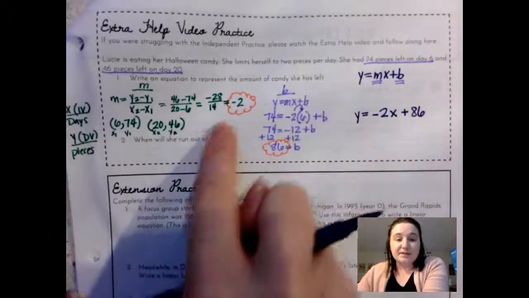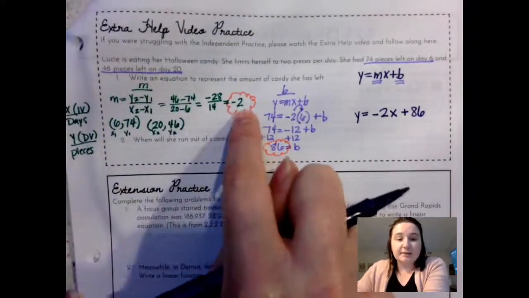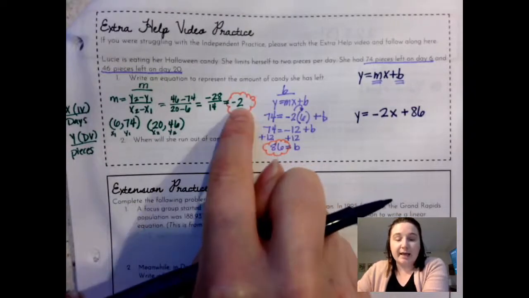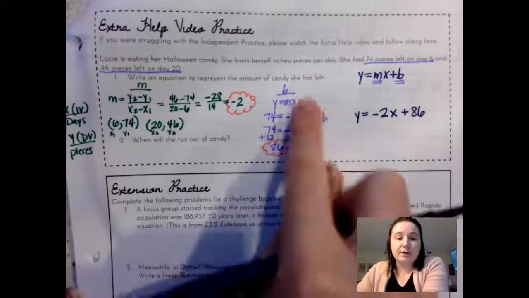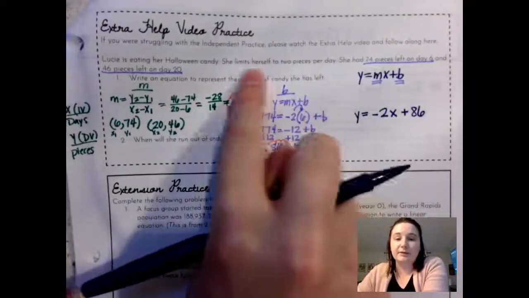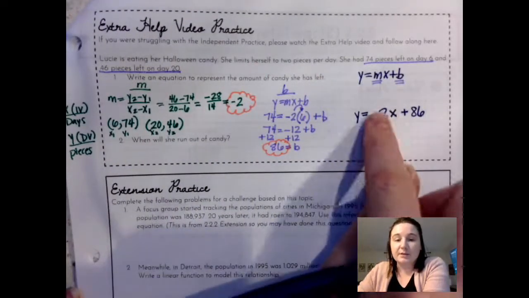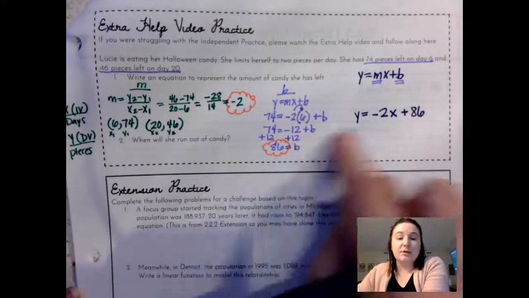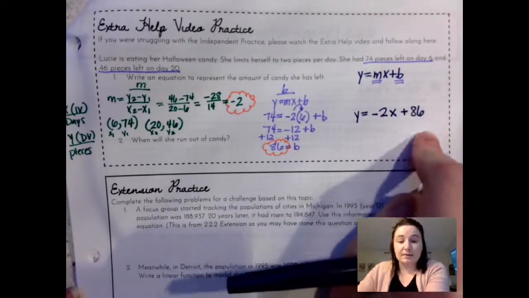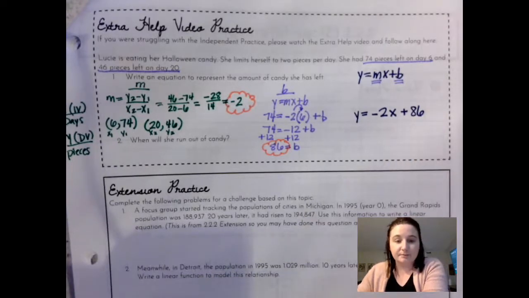We honestly could have skipped this part and just gotten to the 2 pieces per day and had that already. I just wanted to use this method to show you in case you can't skip it because it doesn't give you this extra piece of information. So this makes sense. And then our b value is always our starting point. And so we started with 86 pieces of candy. That makes sense as well.